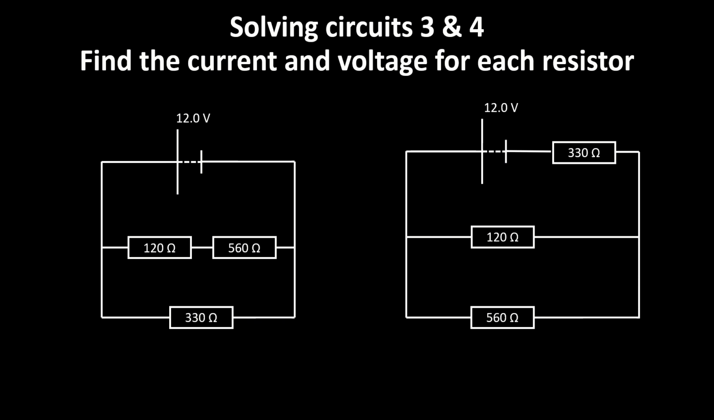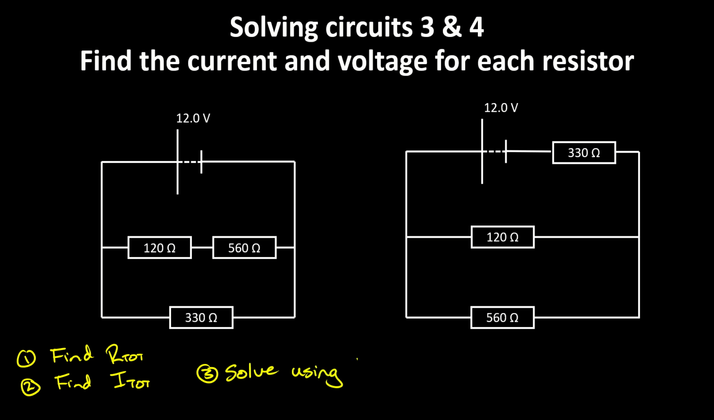Okay, so step 1, find the total resistance. Step 2, find the total current. And then step 3, solve using, I'm going to call it Kirchoff's current rule, Kirchoff's voltage rule, and Ohm's law. Okay, so those are the processes. So I want you to have a go at solving those.